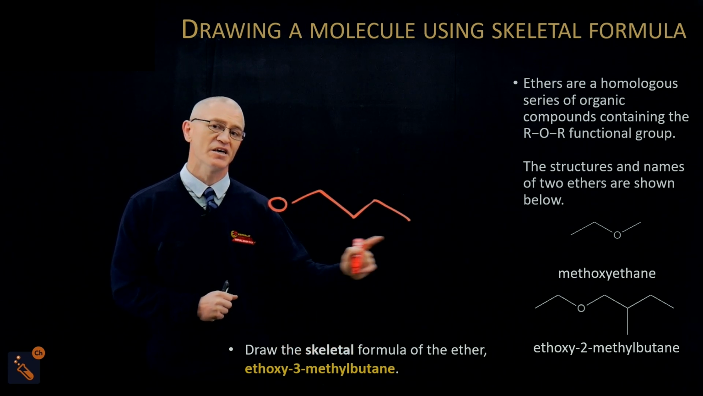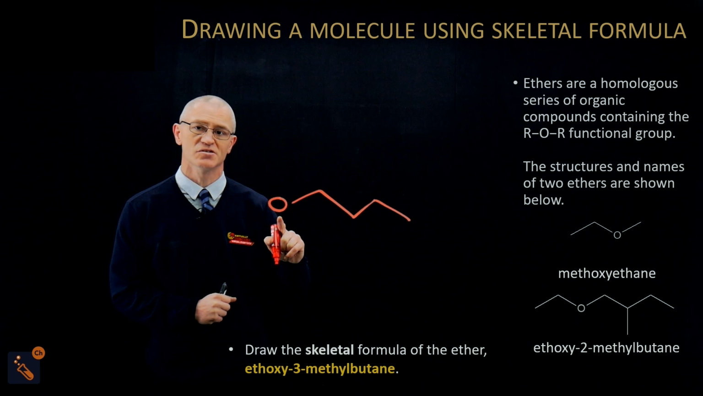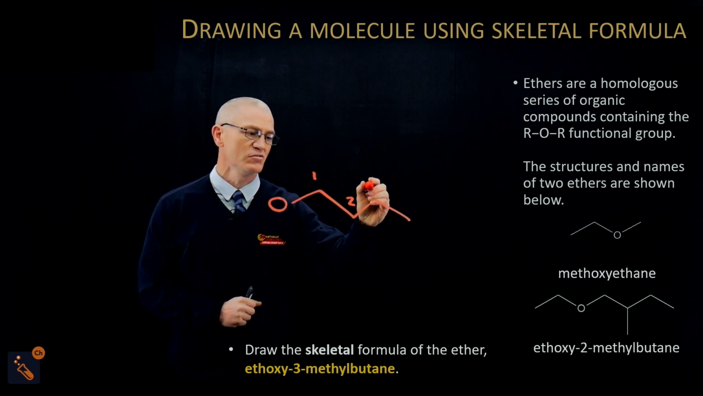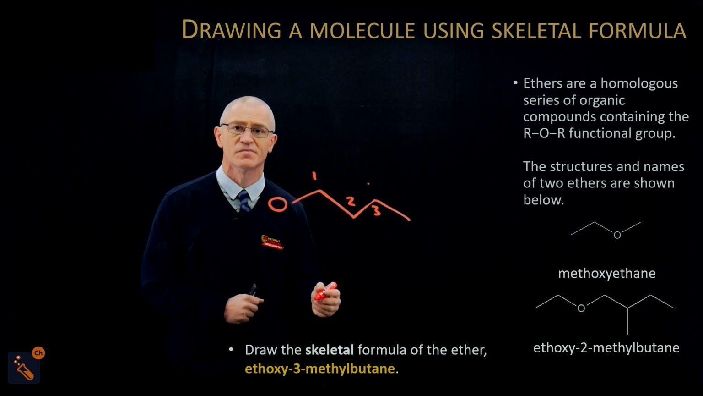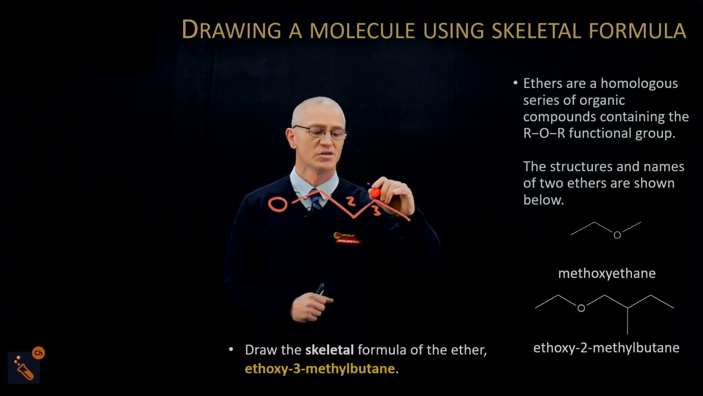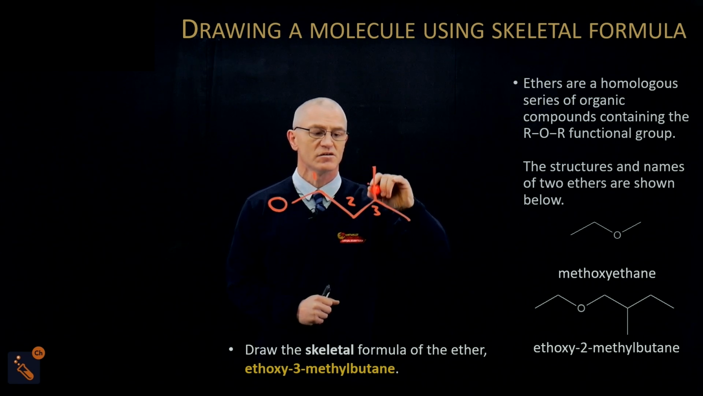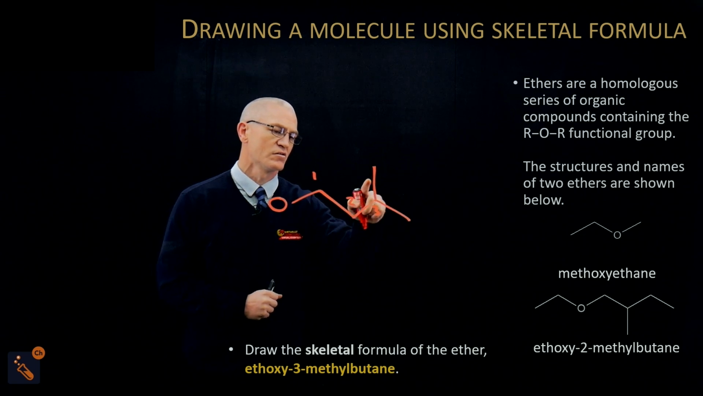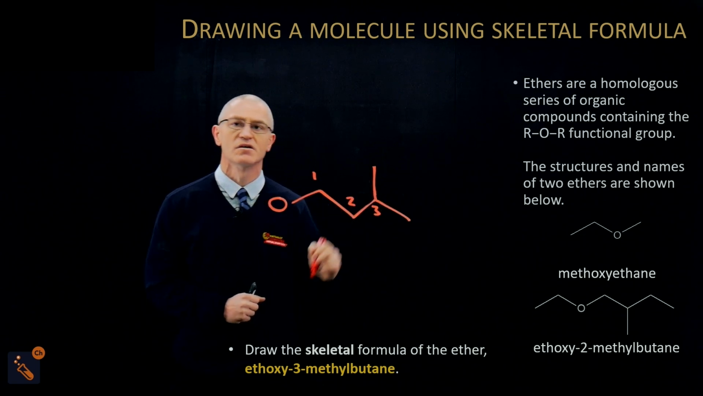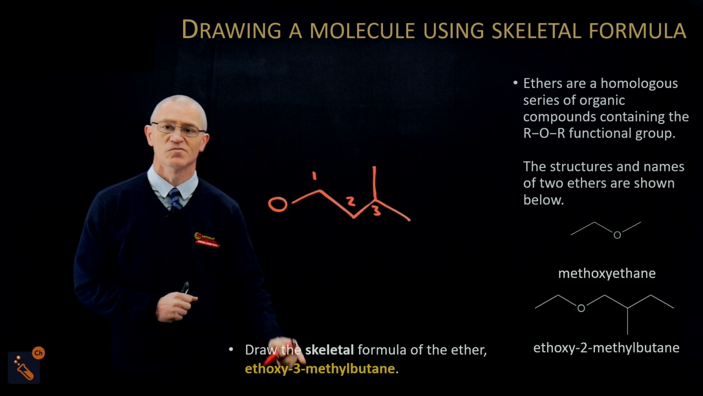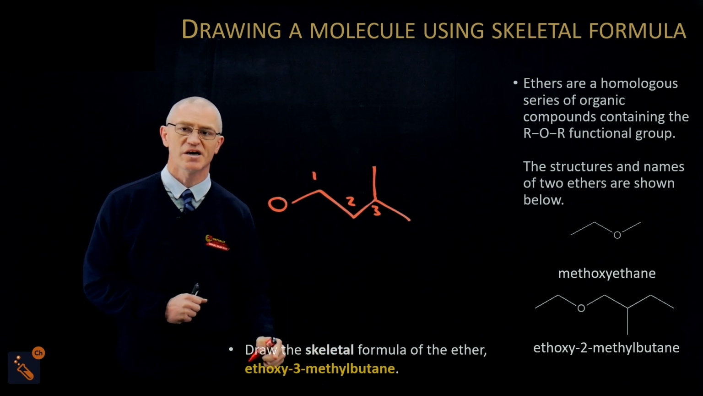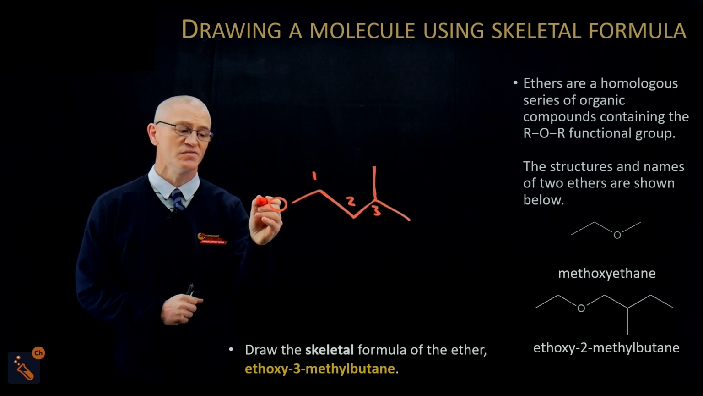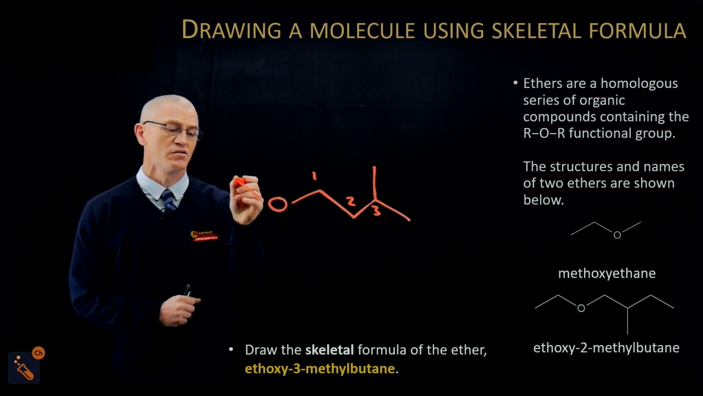And remember from there, I worked out that I must count from the oxygen. So the oxygen is there, so that is 1. So that is 1, that is 2, and that is 3. So it says 3 methyl, so methyl is just a line like that. So we've got our 3 methyl there. Let's get rid of that dot. Okay, now we've done the methyl and we've done the butane, but we haven't done the ethoxy. So the ethoxy is 2 carbons long because of eth. So 1, 2.